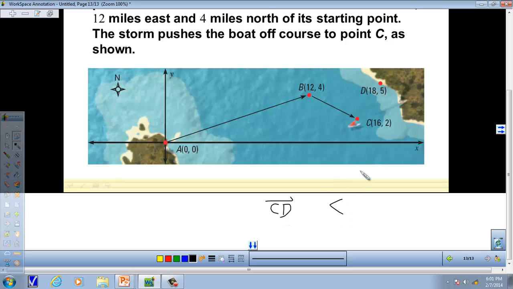So if we did that, again, we want something that goes up this way. So it would be 18 minus 16, and then 5 minus 2. So if we do that, that would give us 2, 3. That means we're going 2 to the right and 3 up.